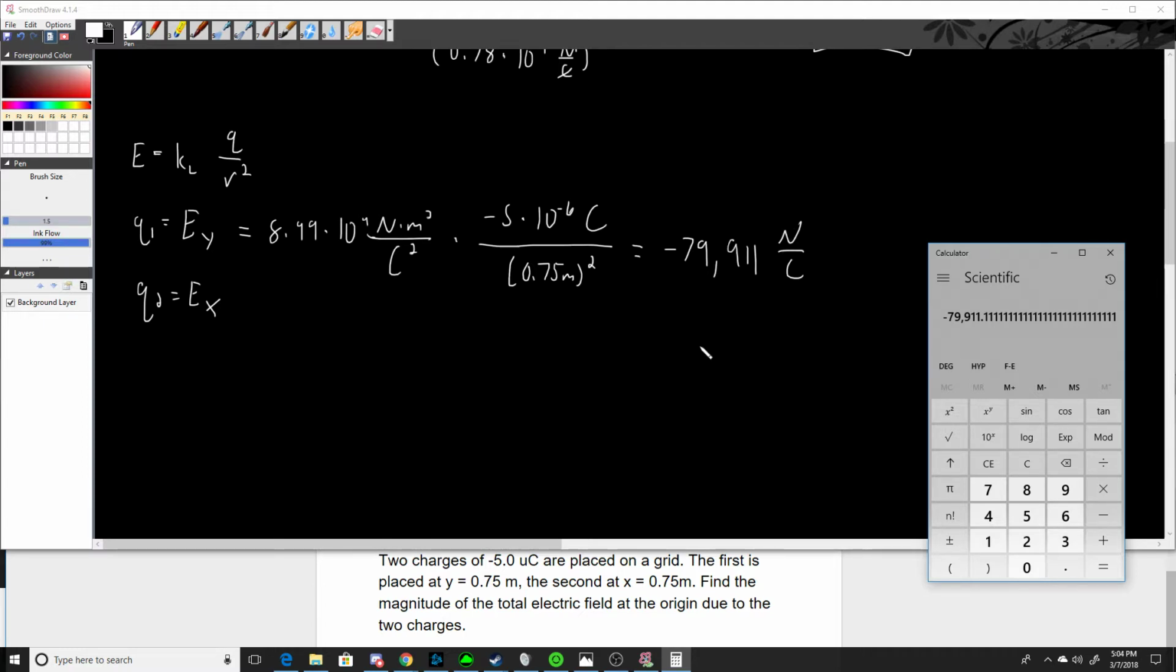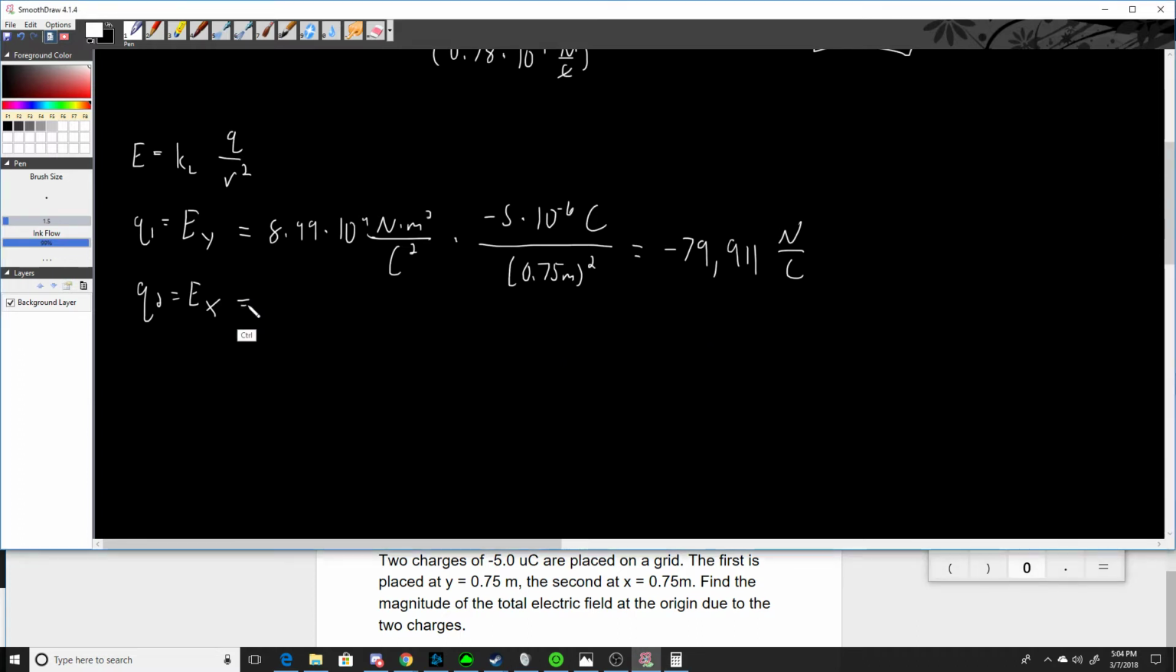Now if I figure out the electric field here, it's going to be the exact same thing, 79,911 newtons per coulomb. But this is in the y direction, and that's in the x direction. So I'm going to cheat a little bit. I've got negative 80,000 in that direction. I rounded it just to make it easy.